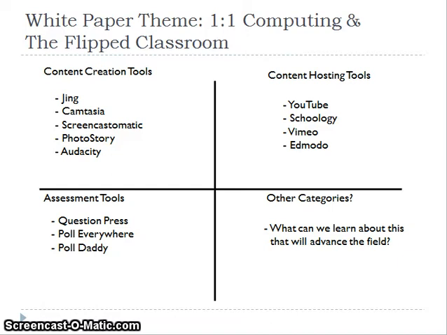As we think about this moving forward, as you get ready to write your white paper on a topic related to one-to-one computing in the flipped classroom, I want you to think about these 4 different areas. In the upper left-hand side, content creation tools. Here are some examples of things that you can do, and we're going to work with 3 of them in here: Screencast-O-Matic, PhotoStory, and Audacity, but there are lots of other ones. So you might choose to explore some of these content creation tools.